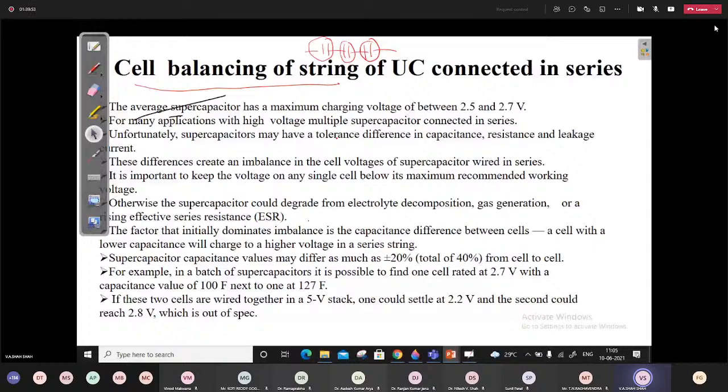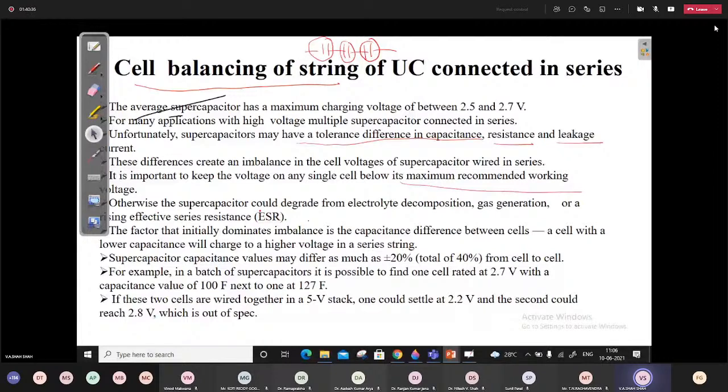Unfortunately, supercapacitors may have tolerance differences in capacitance, resistance, and leakage current. And this difference creates an imbalance in the cell voltage of supercapacitors wired in series when we charge them. So it is important to keep the voltage on any single cell below its maximum recommended working voltage. We don't want to go above that. Otherwise, the supercapacitor could degrade from electrolyte decomposition, gas generation, or increasing effective series resistance.